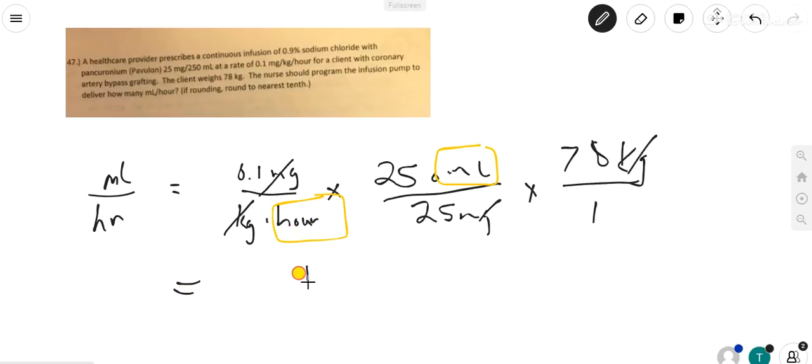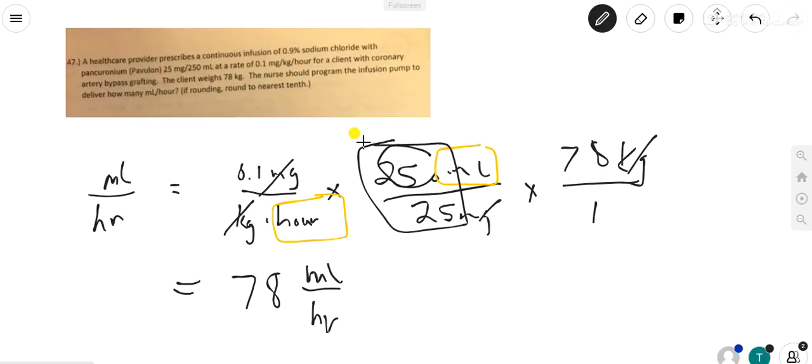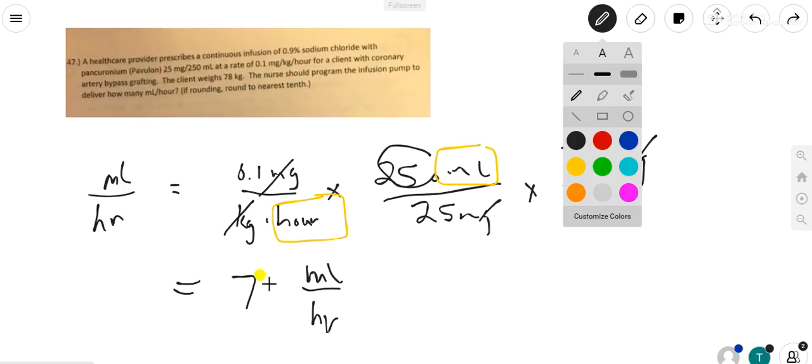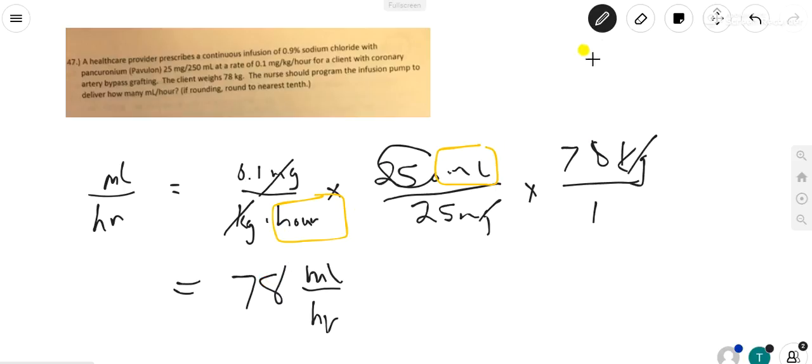Okay, let me put it in. I got 78 milliliters per hour. That's 250 right here. Oh, that's 10. Yeah, you're right. That is right? Yes, because 0.1 times this thing right here is 10. So 0.1 times 10 is 1. And 1 times 78 is 78. Yeah, that's right. And that's the answer.